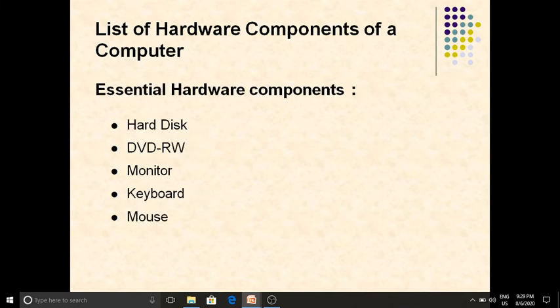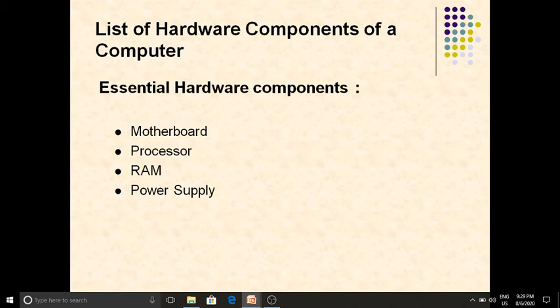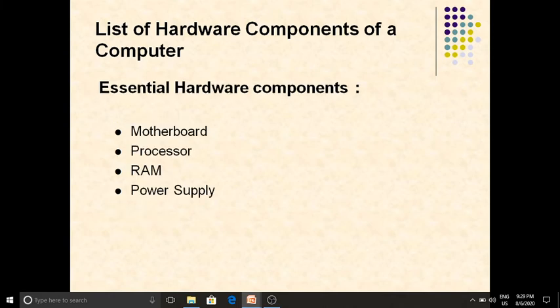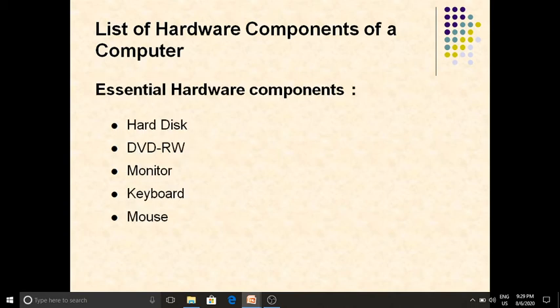Other than these, we also require other hardware components: hard disk, DVD read write, monitor, keyboard, and mouse. A computer system needs all these essential hardware components: motherboard, processor, RAM, power supply, hard disk, DVD read write, monitor, keyboard, and mouse.